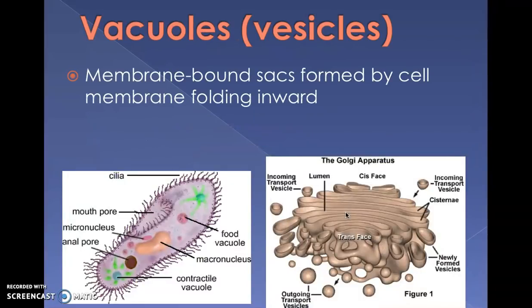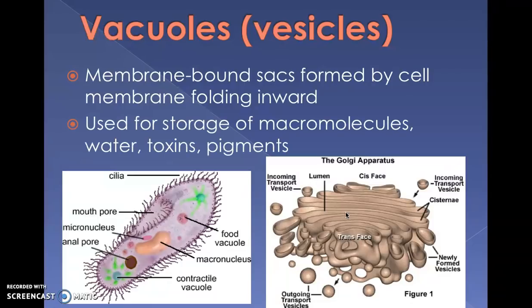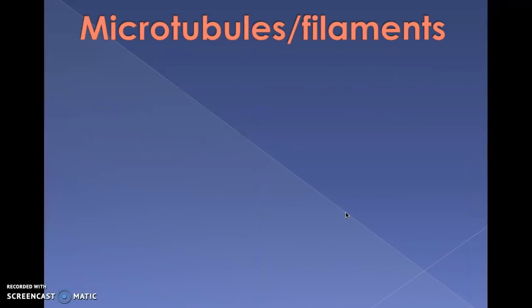Vacuoles, vesicles, these are just those membrane-bound sacs formed by the cell membrane. So once again, a phospholipid bilayer. The vesicles, vacuoles, this is what we found going from the endoplasmic reticulum to the Golgi apparatus with those proteins. And they are used to store just about anything under the sun. Macromolecules, water, sometimes toxins if something is poisonous, and other organisms, and lots of pigments get stored there as well.